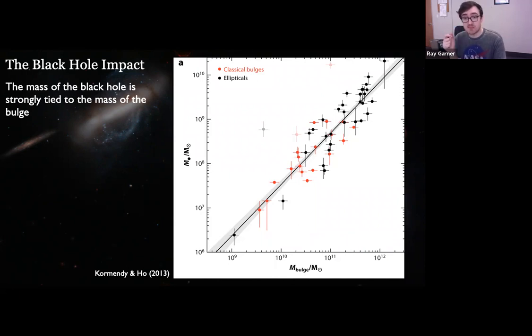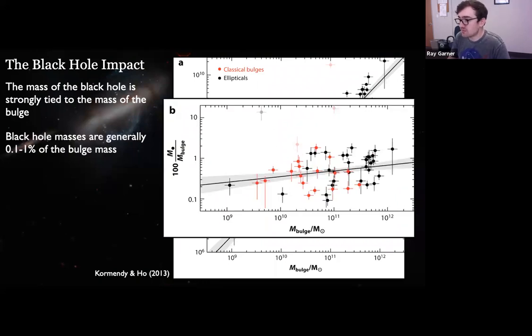And here by bulge, I mean either just the central bulge of a spiral galaxy, what is colored in red here, or just the entire elliptical galaxy, which is just a bulge. So here on the vertical, you can see the black hole mass. On the horizontal, you can see the bulge mass. You see it's a pretty tight straight line. Yeah, there's some scatter, but it's a pretty tight straight line. Furthermore, the black hole masses are generally between 1/10 to 1% of the bulge mass.